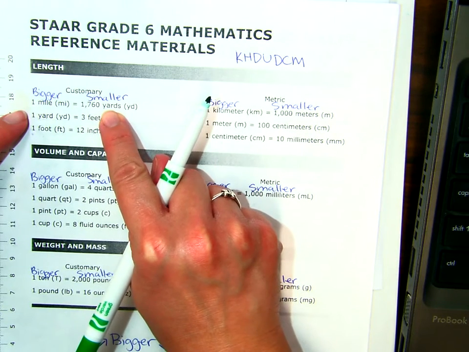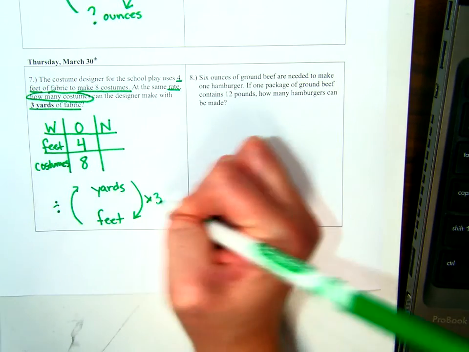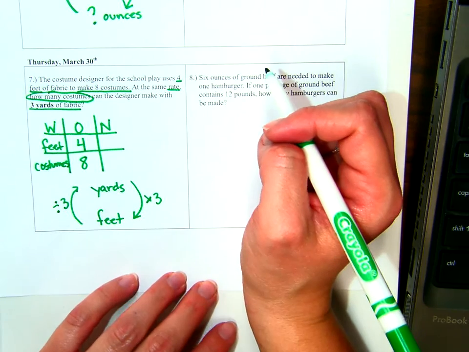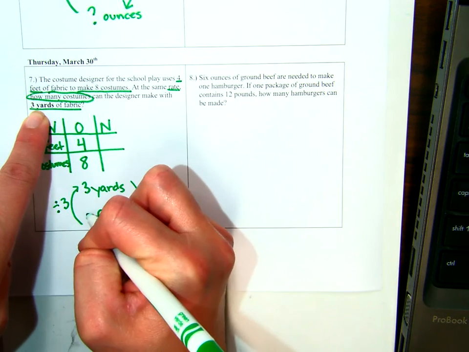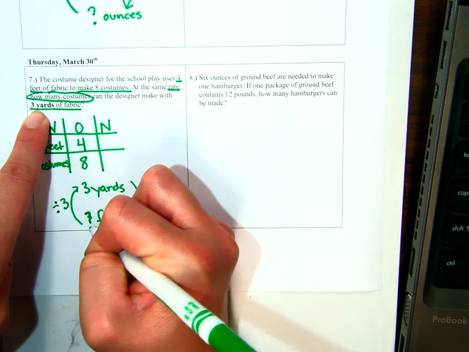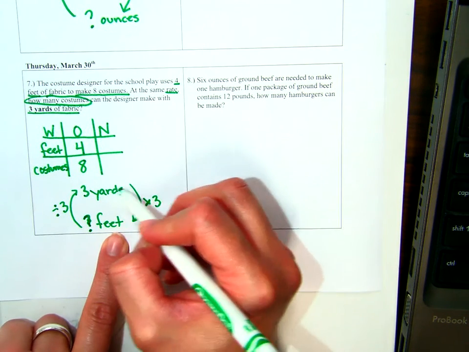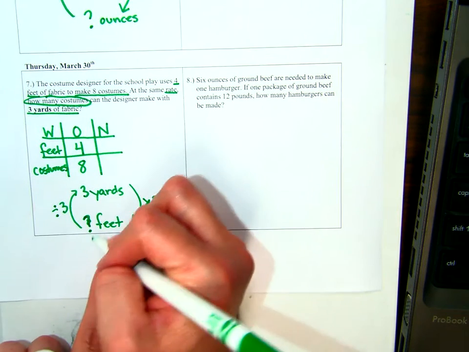For 1 yard, there's 3 feet. 1 times 3 is 3. So that's either the number I'm multiplying or dividing by. Well, the problem gives me 3 yards. So I'm going to put 3 here, 3 yards. That's supposed to be a question mark. There we go. So 3 yards times 3 gives you 9.